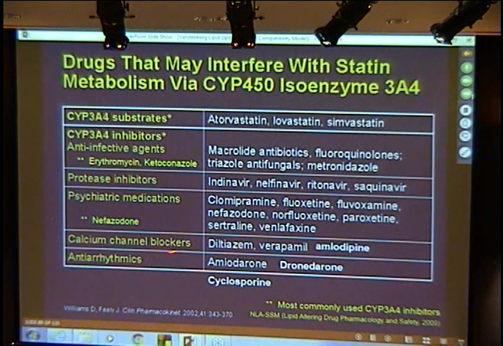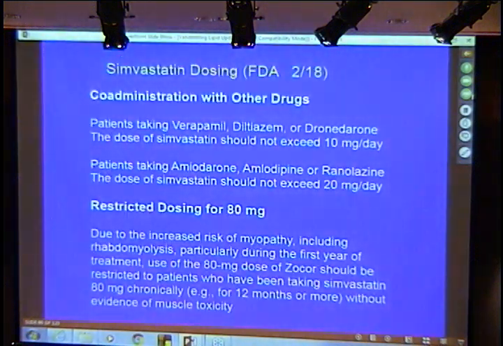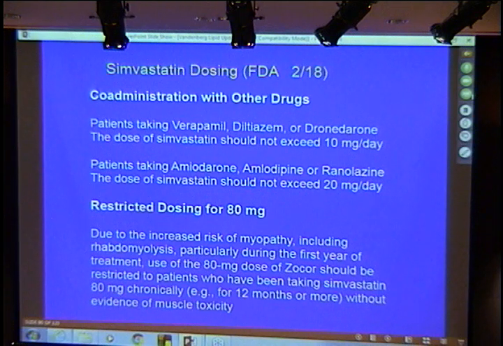You see antibiotics, calcium blockers, antiarrhythmics. For the cytochrome 3A4 drugs, the one that's relevant is simvastatin, because it has specific labeling about being cautious with the doses you're giving if patients are on calcium blockers like verapamil or diltiazem, or antiarrhythmics like amiodarone. There's amlodipine, ranolazine. Restricted dosing for starting 80: we're not supposed to start 80 anymore unless you're assuming care of a patient who's been on 80 milligrams for at least a year, because of the increased rhabdomyolysis risk.